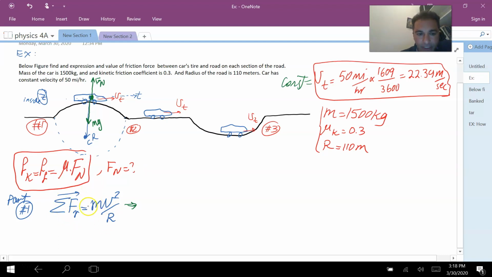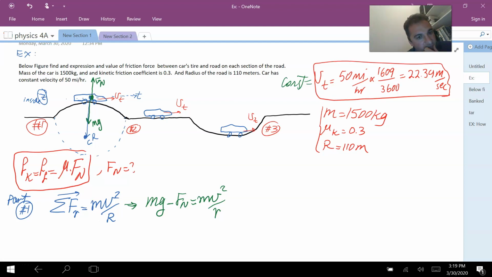So how many forces do I have on radial axis? mg and Fn. Any force toward the center is positive, away from the center is negative. So I am going to have mg minus Fn is equal what? mv squared over r. So far makes sense? Then here Fn becomes m, we can factor with m, g plus v squared over r.